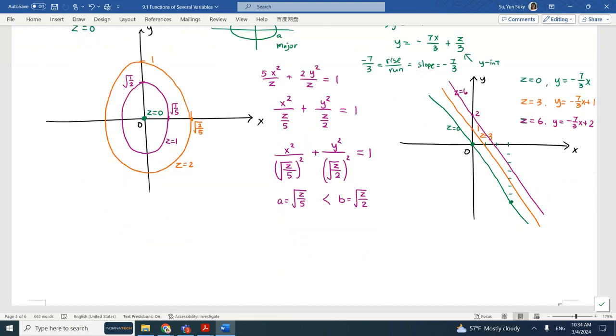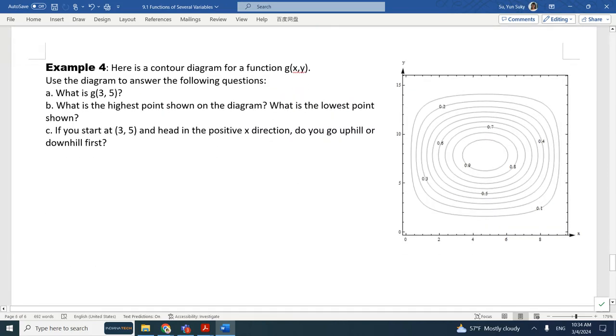No? Okay. All right. So example 4. Here is a contour diagram for a function g. Use the diagram to answer the following questions. What is g(3, 5)? So you see the x. Let's choose 0, 2, 4. 3 is in the middle, right? So 3 is in the middle, and so you go over 3, 5. Do you see 5? 5 is at this point. What is the height of this point?